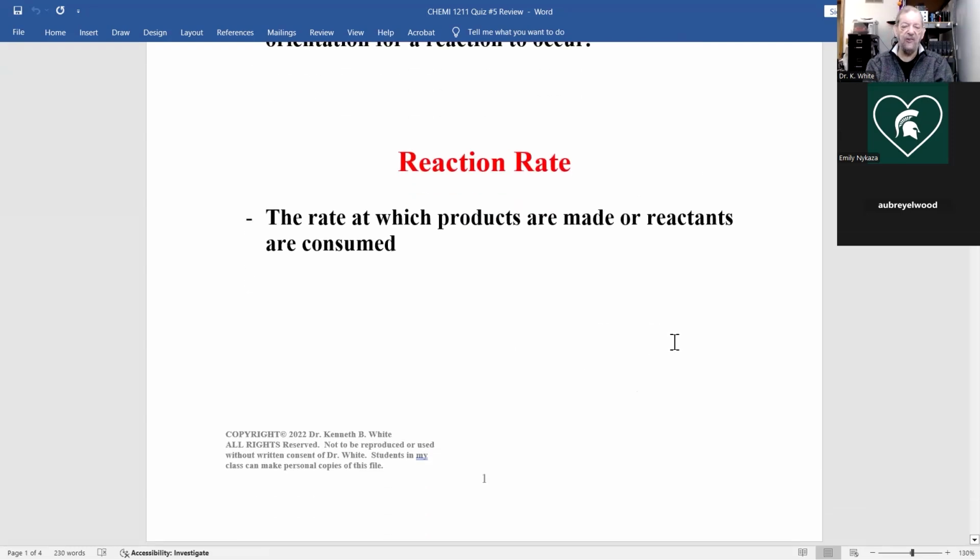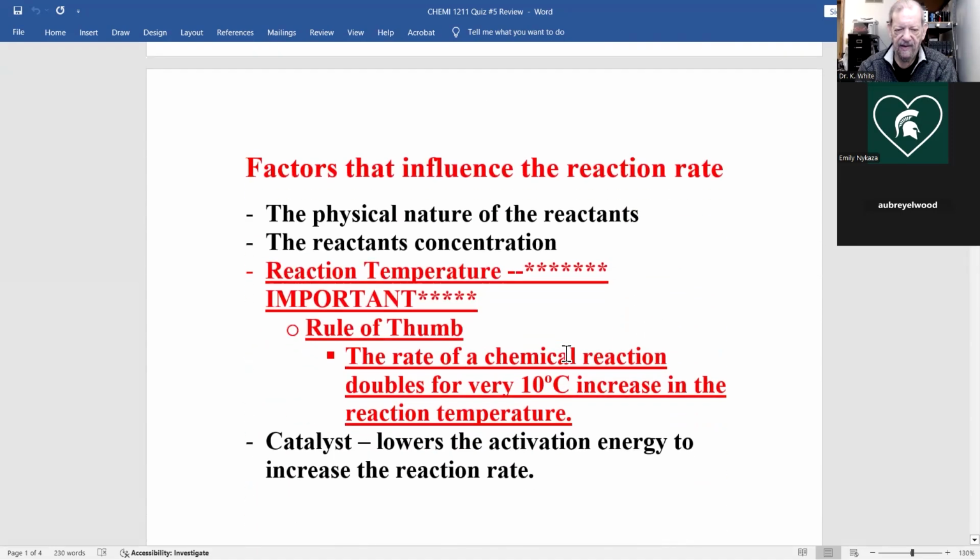All right. And the reaction rate is the rate at which products are made or reactants are consumed. Now, you should know what are some factors that influence the reaction rate. Well, the physical nature of the reactants. Are they a solid, liquid, or gas? Gases react the quickest, solids the slowest. All right, now, the concentration, which is how much of the reactants do you have? The higher the concentration, the more collisions, the faster the reaction rate.